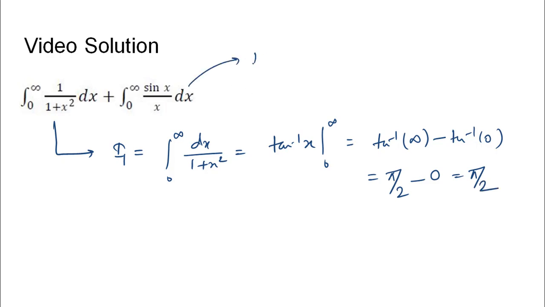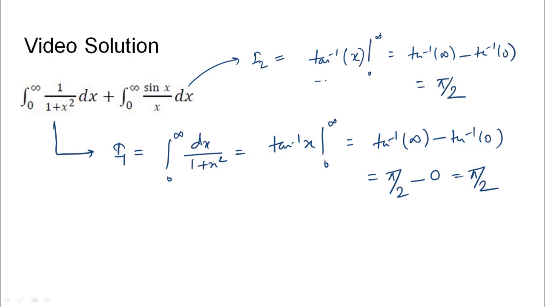For the integral I2, we can write it as tan inverse of x from 0 to infinity, which would be tan inverse infinity minus tan inverse 0, which is same as I1. This would give the value as pi by 2. This was obtained using the result in the previous slide.